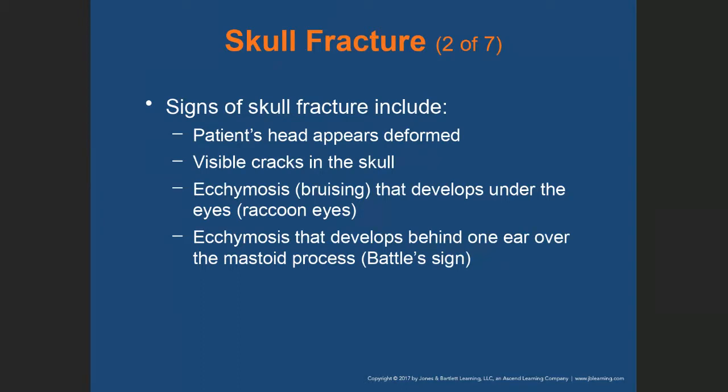So that's that. All right, so ecchymosis, bruising that develops under the eyes, we call that raccoon eyes. And ecchymosis that develops behind one ear, over the mastoid process, we call that Battle's sign. So you can see discoloration around the eye and behind the ears. These are late findings associated with a skull fracture.